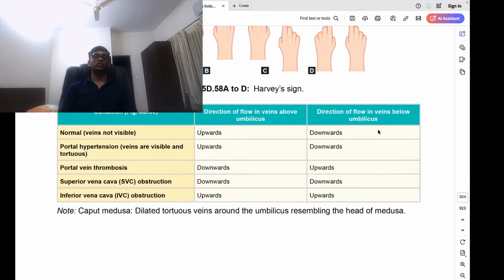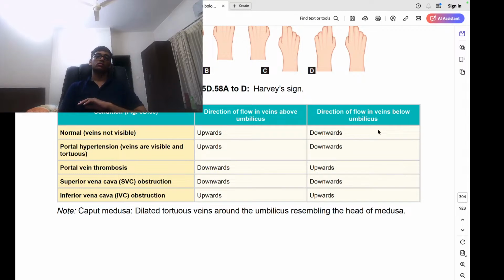In portal vein thrombosis, there is inversion. Superior vena cava obstruction also has inversion. No, in portal vein thrombosis, there is inversion, that's it. So above the umbilicus it will go downwards and below the umbilicus it will go upwards. Then superior vena cava obstruction, the superior vena cava is not going.